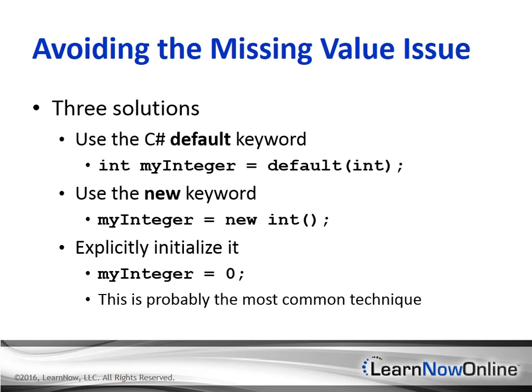It's 0. I don't have to stop to think what the default value for an integer is, or for a Boolean, I often have to stop. Is it true or false? Of course it's false. I always remember, but it just gives me pause. So the less I have to pause as I'm reading code, the better off I am. But any of these techniques work for any of the value types.